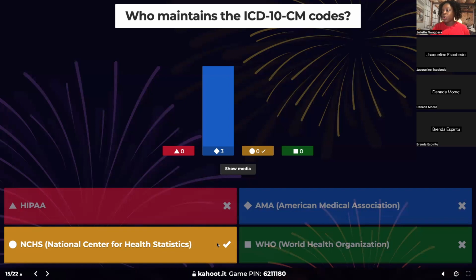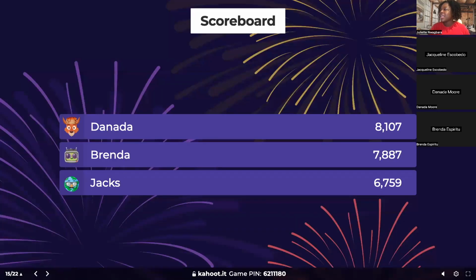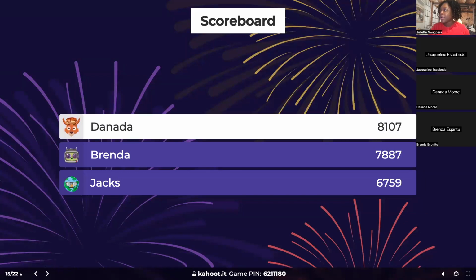Okay, so these two work together in order to make sure that the codes are up to par, and the American Medical Association is going to focus more on the CPTs. So that was there to kind of throw you guys off. And HIPAA, you guys know that has nothing to do with any of this, right? So let's see how that has changed the game, if any. All right, next.